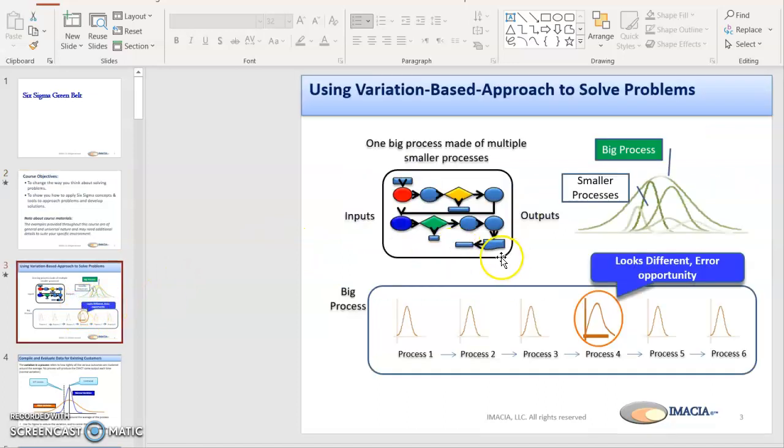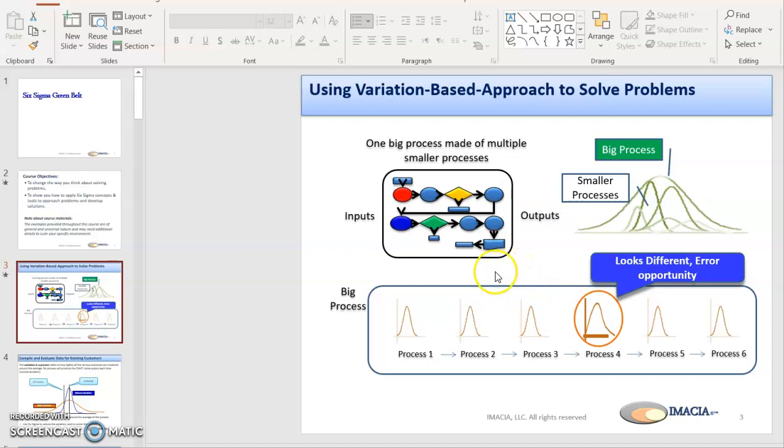In a nutshell, if you have an environment that is variation-based, or has a lot of variation in it, no consistency or no consistency that you are aware of, this is where Six Sigma best fits. So it is called a variation-based approach to solving problems.